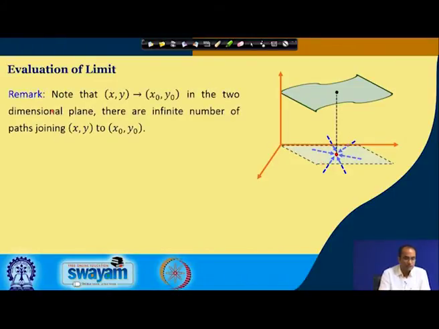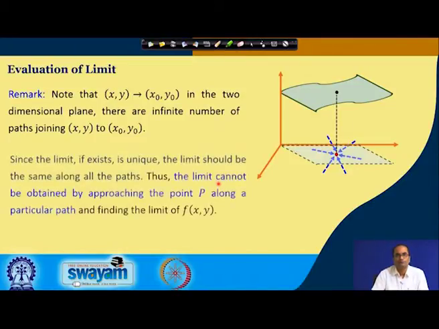So, as I have remarked here, note that (x, y) goes to (x0, y0) in the two dimensional plane. There are infinite number of paths joining (x, y) to this particular point (x0, y0). Since the limit, if it exists, is unique, the limit should be the same along all the paths. That means the limit cannot be obtained by approaching the point P along a particular path and finding the limit of the function f(x, y) as (x, y) goes to (x0, y0).